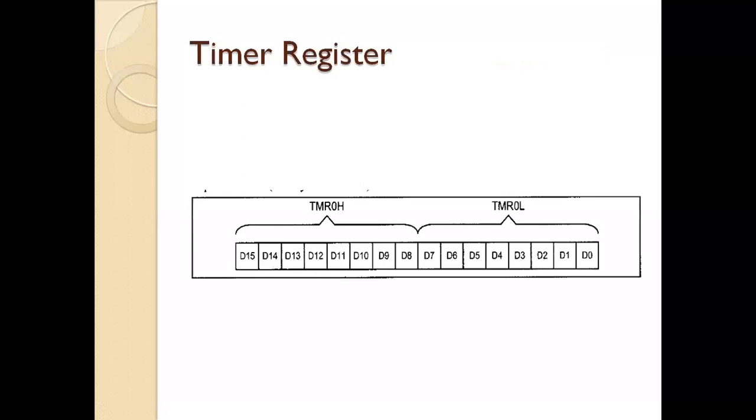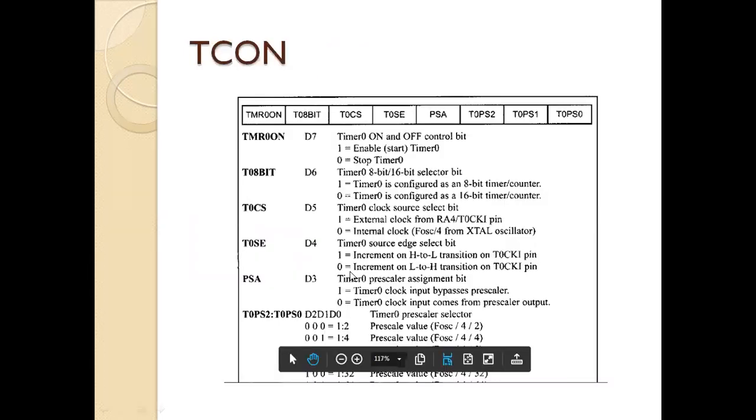The first register is the timer register. It is 16 bit: the first 8 bit is the timer 0 lower register, then the timer 0 higher register. This is TCON, that is the timer control register. It is 8 bit. Timer 0 is on whenever it is 1. Whenever it is 0, stop the timer.